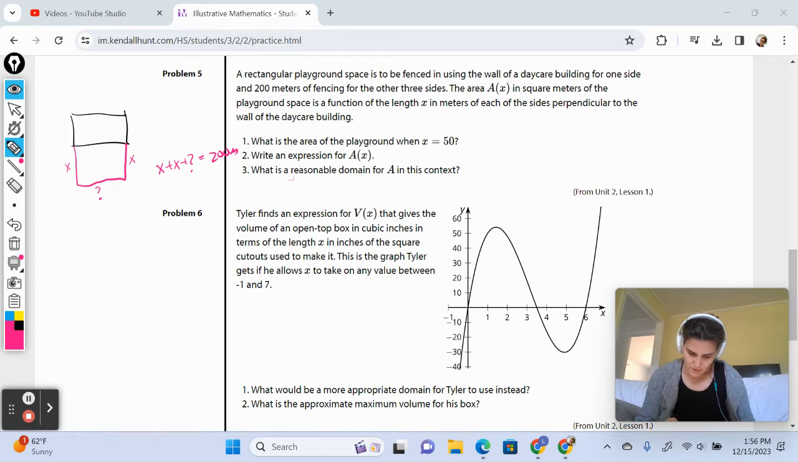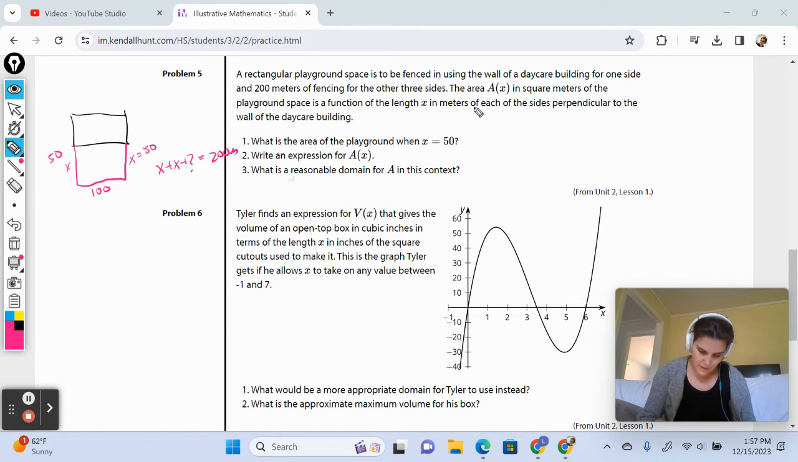So when x is equal to 50, let's think about this. x is equal to 50. That means this is equal to 50. The whole thing is equal to 200. So this plus this is 100. So in this case, the question mark is going to be 100 plus 50 plus 100 plus 50, which gives you 200.